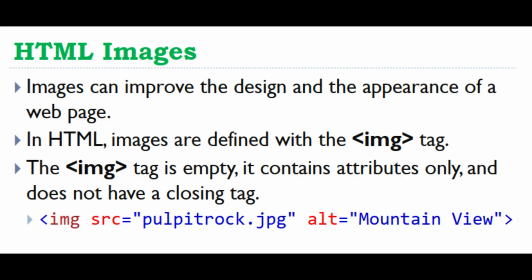HTML images. Images can improve the design and the appearance of a web page in HTML. Images are defined with the img tag. The img tag is empty, it contains attributes only, and does not have a closing tag. Example: img src equals pulpit rock.jpg alt equals mountain view.